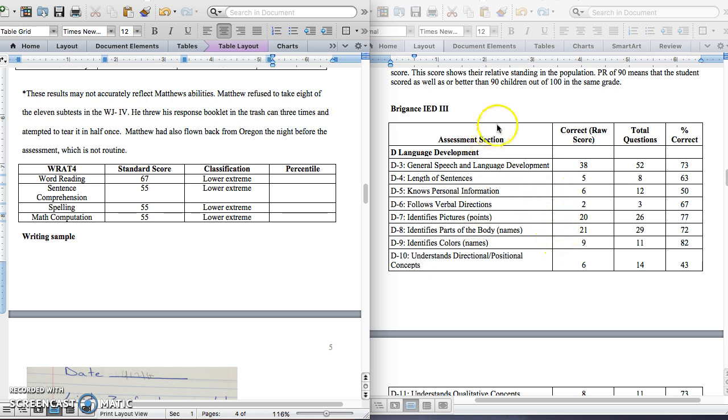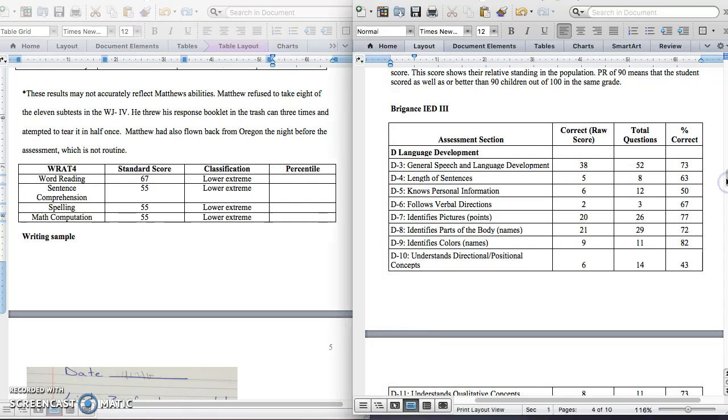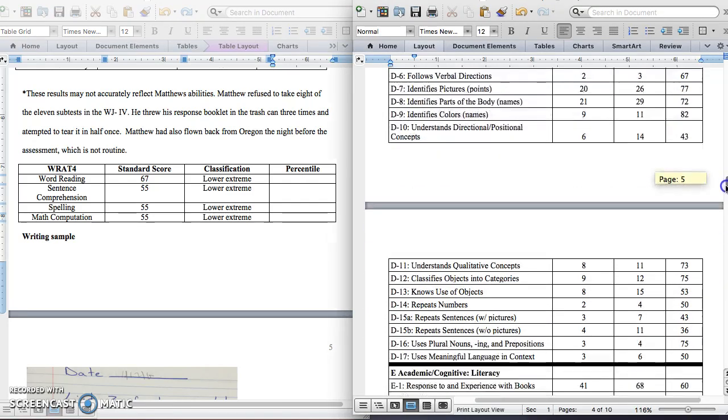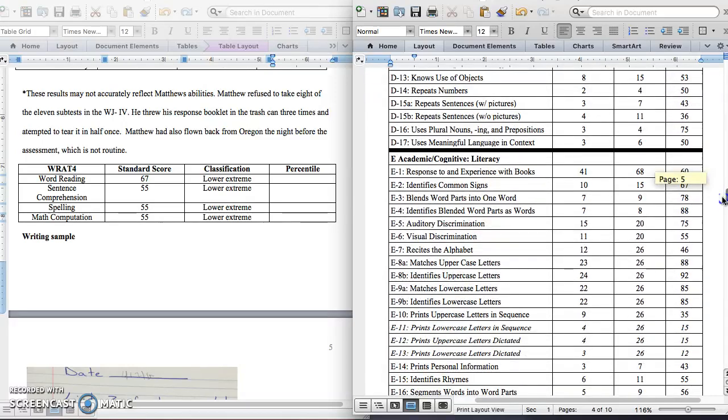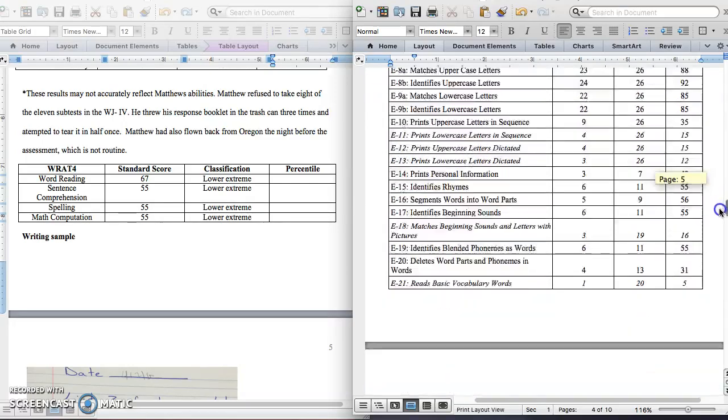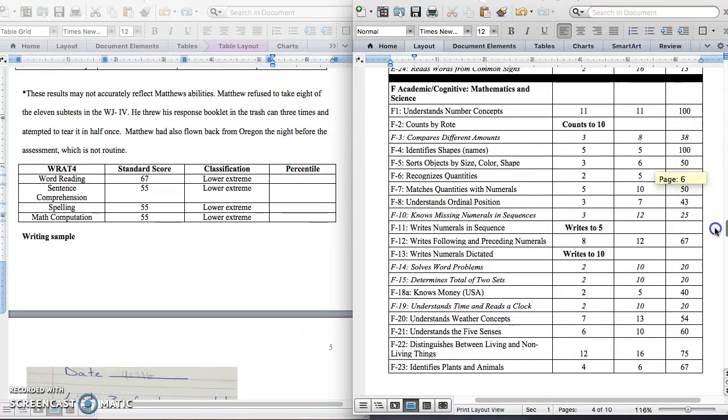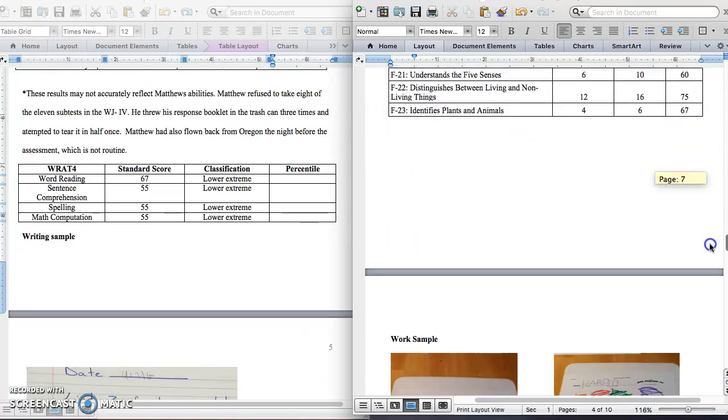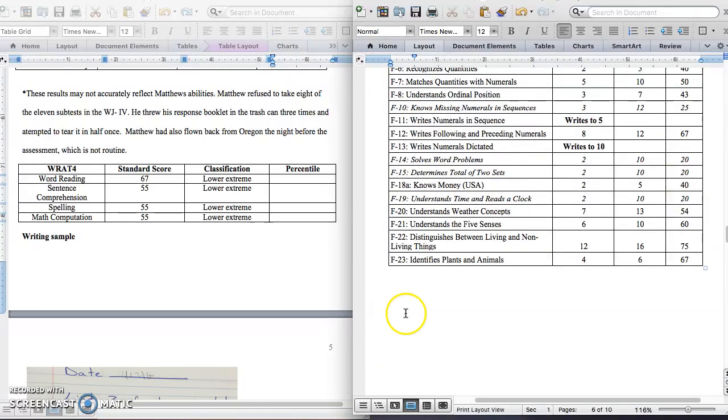For the Brigance, you can see that we're just looking at the correct score, the raw score, the total number of questions, and then the percentage correct. The Brigance is a list of tasks, so it really is how many you get right, how many you get wrong each time you take the test. You can see that this person gave the language development, the academic and cognitive literacy, and the academic and cognitive math subtests, and gave the scores for all of those.